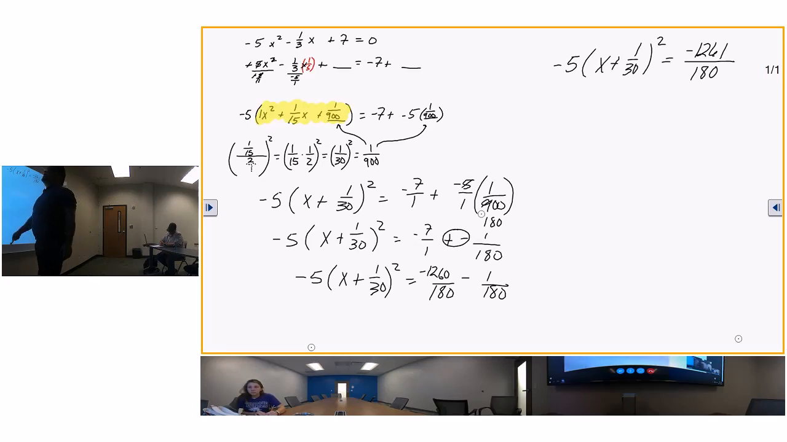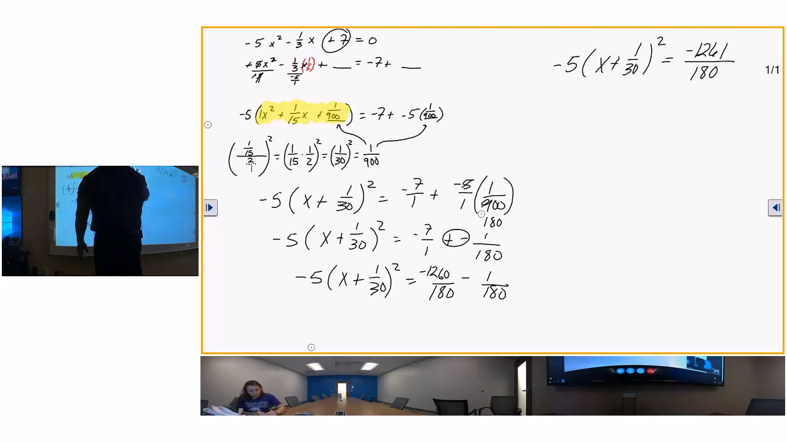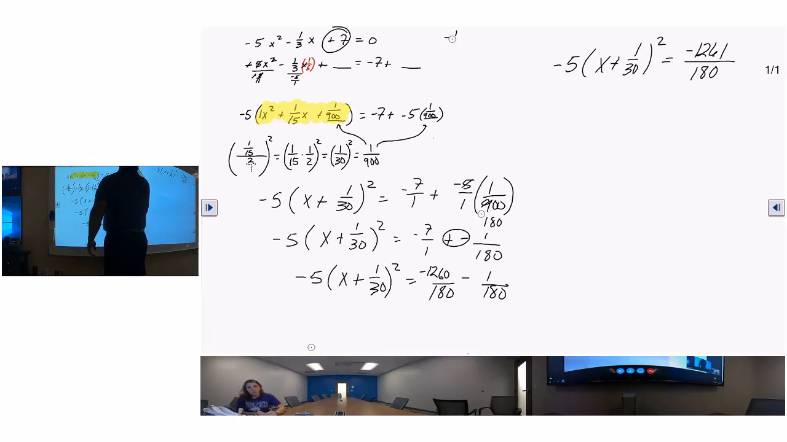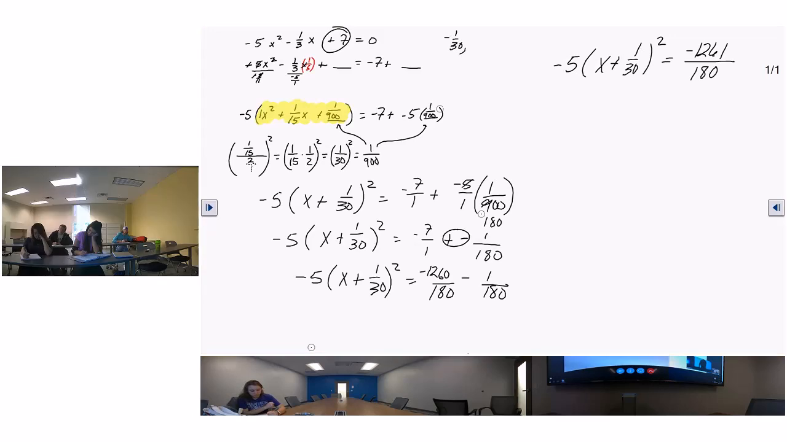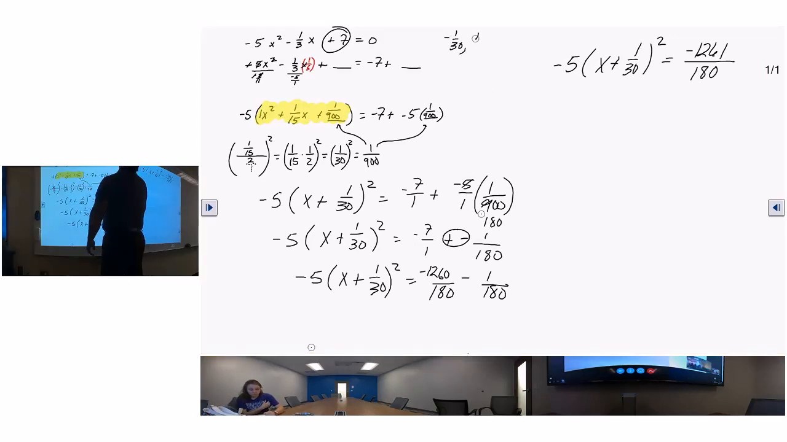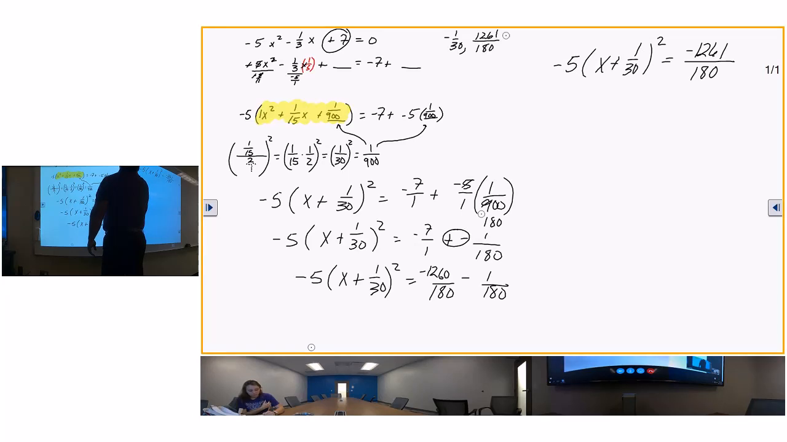You know our y-intercept is equal to 7. We know our vertex is -1 over 30, comma positive 1261 over 180. That's our vertex.